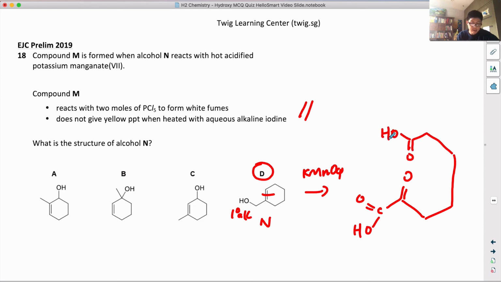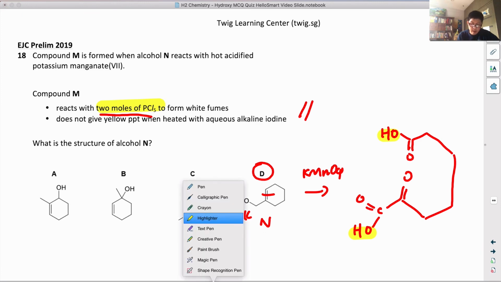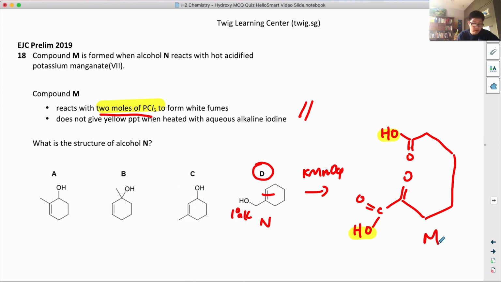So it reacts with 2 moles of PCl5. I can see why, because you can remove the OH here and the OH from here. PCl5 reacts with alcohols and carboxylic acids. It does not give a yellow precipitate when heated with alkaline aqueous iodine, because this compound does not have the iodoform structure. So this is actually your M. That's why it's D. You can try the rest and see whether it makes sense.